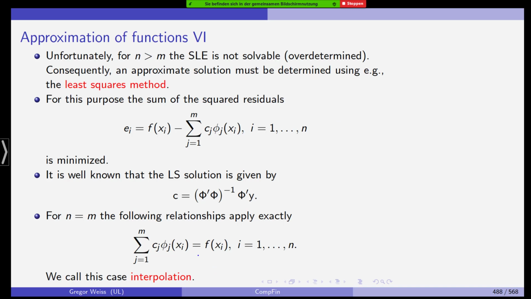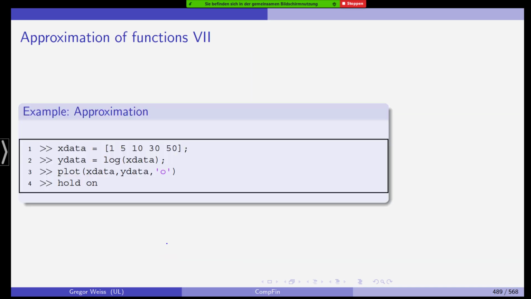This applies exactly. If you have n equal to m, if you use one basis function for each point xi that you want to approximate, then the result is exact and we call this interpolation. Then you interpolate. And let's show you this in MATLAB.